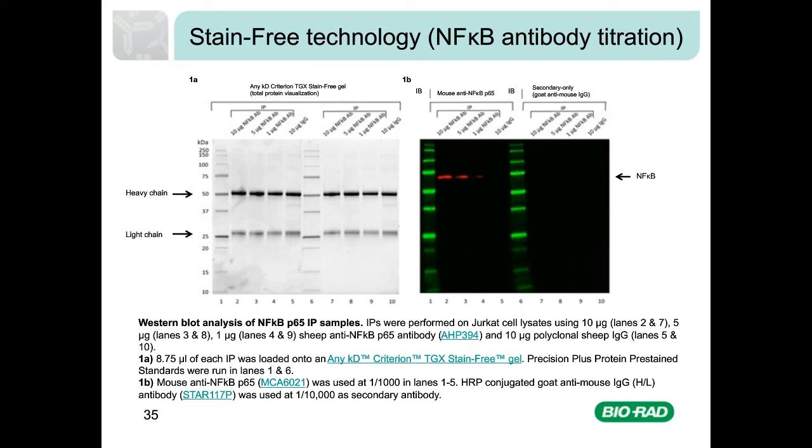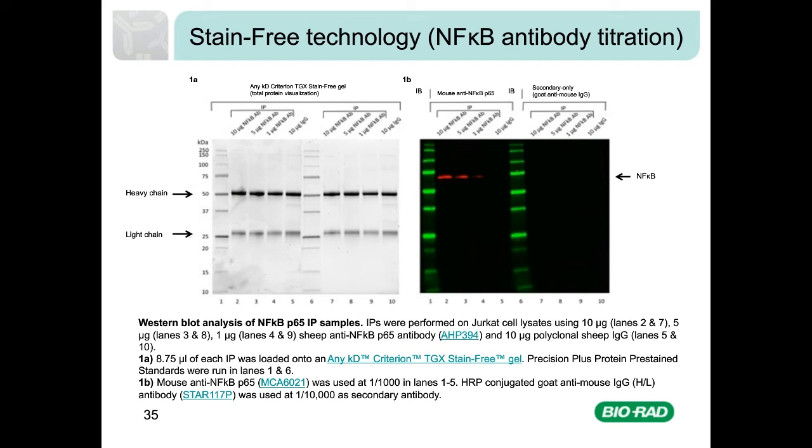The stain-free technology allows the normalization of the NF-kappa B p65 band intensities to the light chain shown in the stain-free image. This enables the determination of what amount of NF-kappa B p65 antibody results in the most efficient IP. Or to word this slightly differently, the best ratio of antibody to target protein recovered.